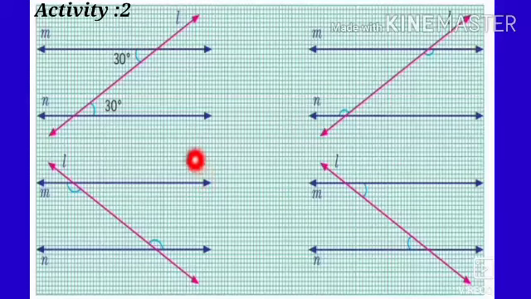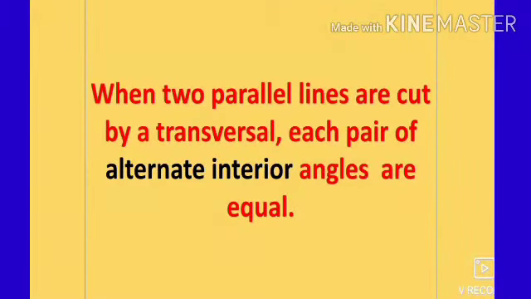From the above activity we can conclude that when two parallel lines are cut by a transversal, each pair of alternate interior angles are equal.